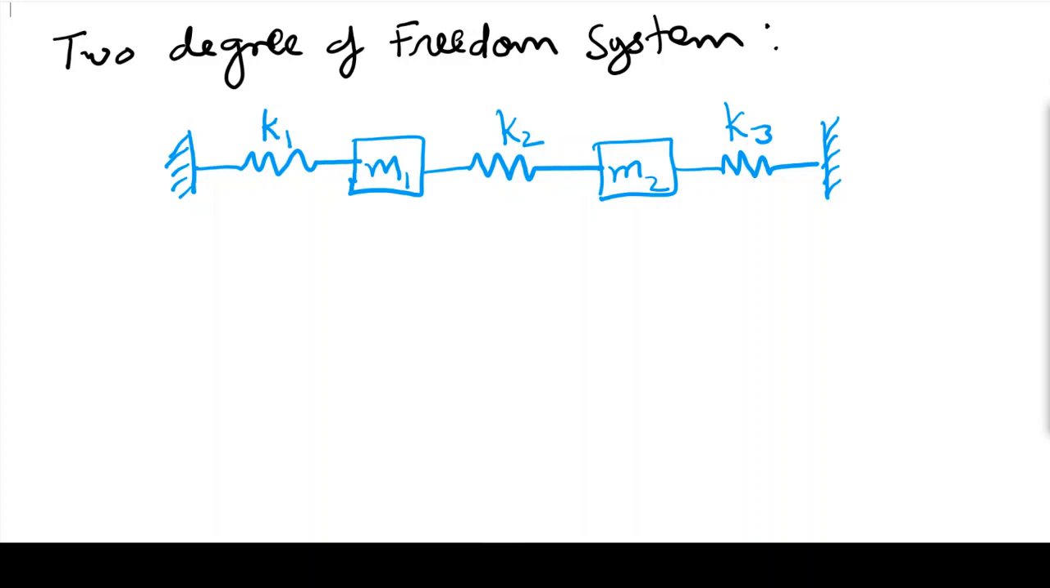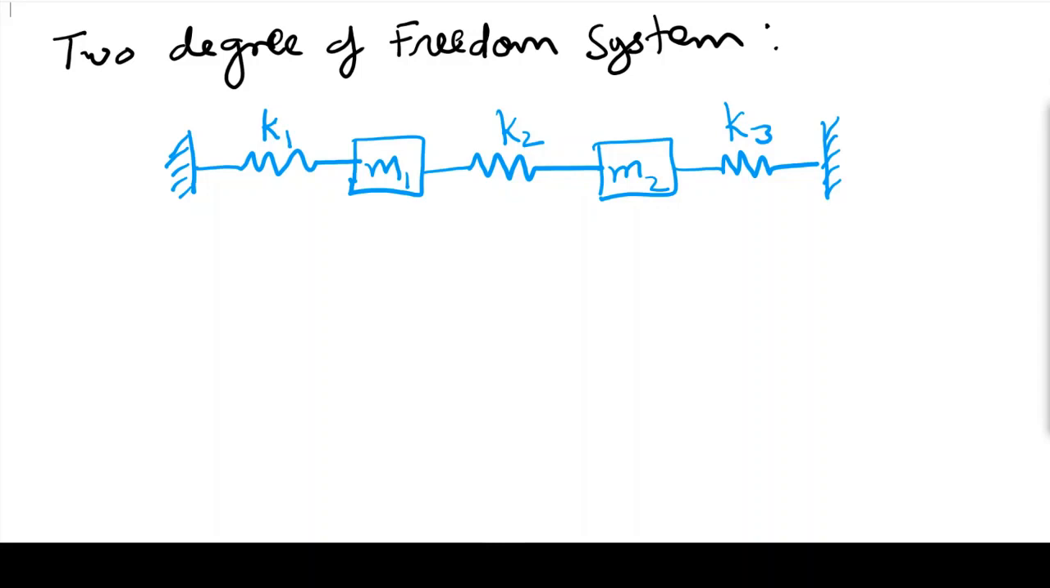Hello friends, today we are discussing 2 degree of freedom system. So first of all, let us understand the configuration. Here we have two masses which are interconnected by these three springs. The system we are considering is an undamped free vibration system. So here we are not having any damping and also we are not having any forcing function on these masses.